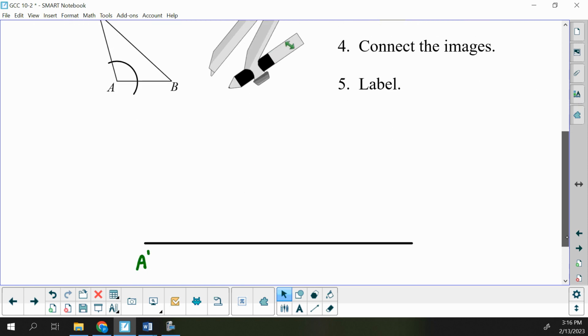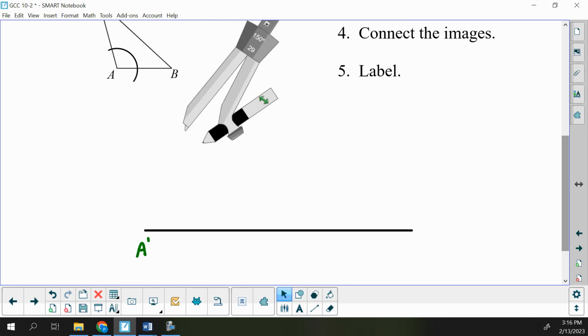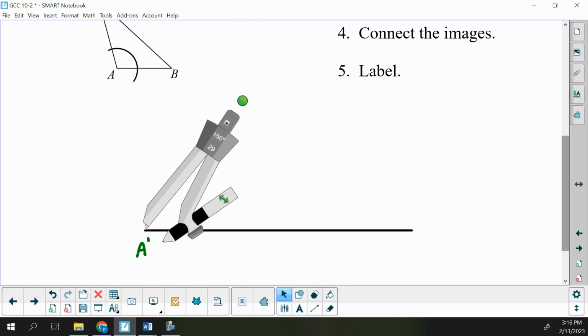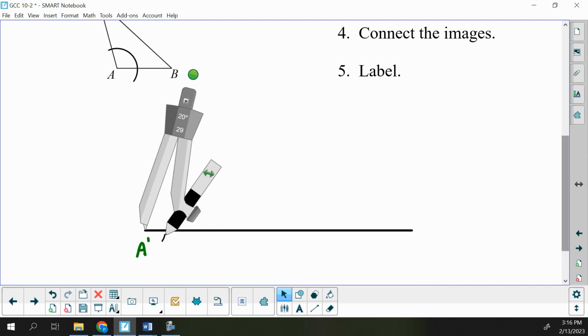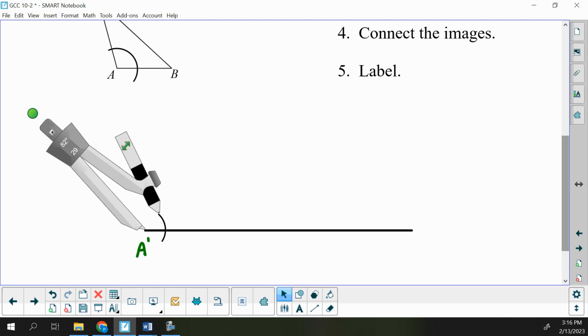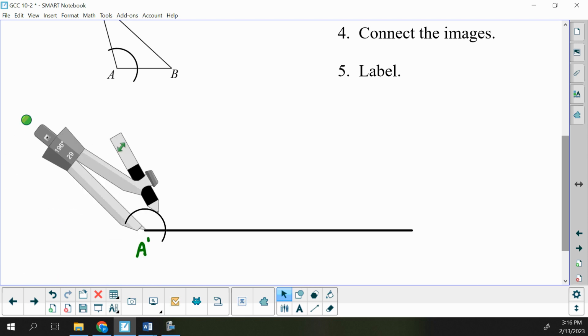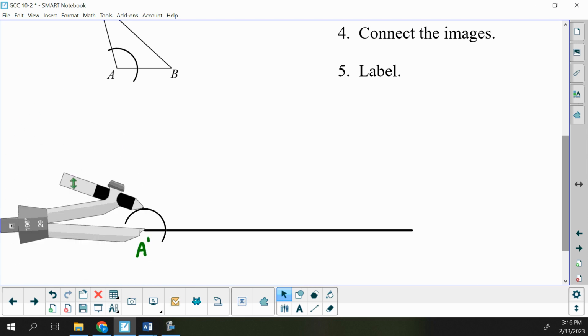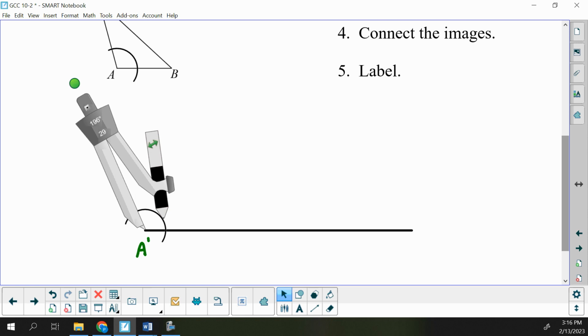Keeping our compass the same, we're going to move this down to where A prime is. We'll put our point on A prime and make an arc. It's got to intersect the line segment we drew, and be generous. Make it a pretty big arc because we don't know yet where it's going to intersect.